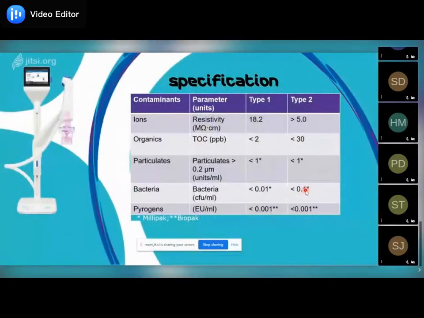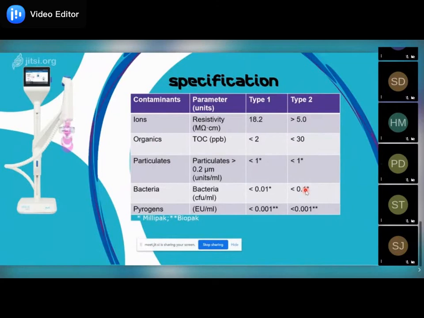And this is how the specification looks like. Ionic is 18.2 megaohm centimeter, and pH is exactly 7. There is a theoretical relation: 18.2 megaohm resistivity, so the ionic contamination is 1 by 18.2, which is 0.055 microsiemens per centimeter, equal to pH 7. That means H plus equals OH minus. There is no more presence of any kind of ionic contamination.